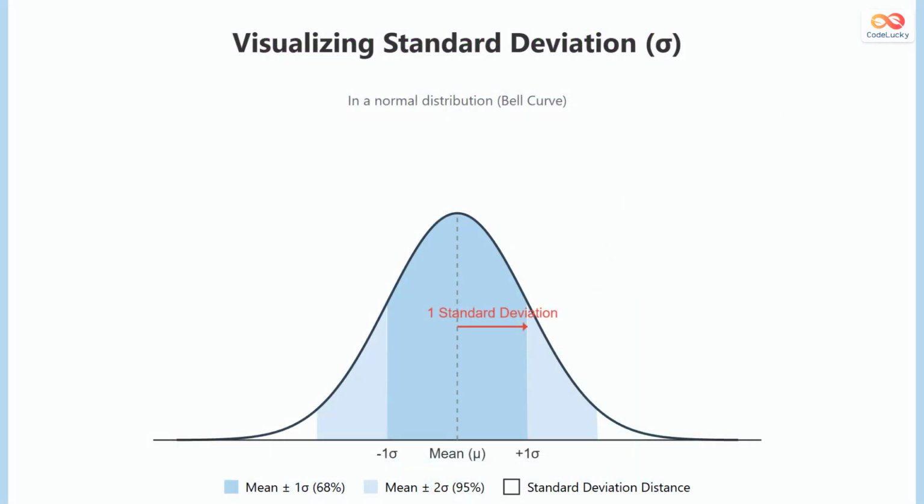Here is what that looks like on a bell curve or normal distribution. The center line is our average, or mean. The standard deviation acts as a standardized ruler for measuring width. The dark blue area shows one standard deviation to the left and right. In a normal distribution, about 68% of all your data falls within this range. It gives us a clear visual boundary for what is considered normal versus what is an outlier.